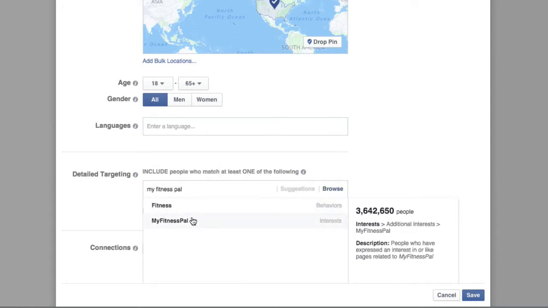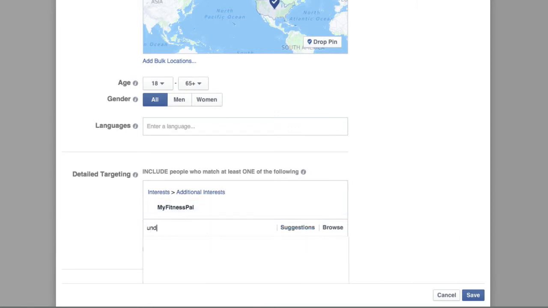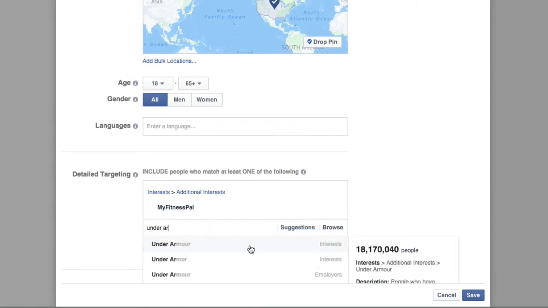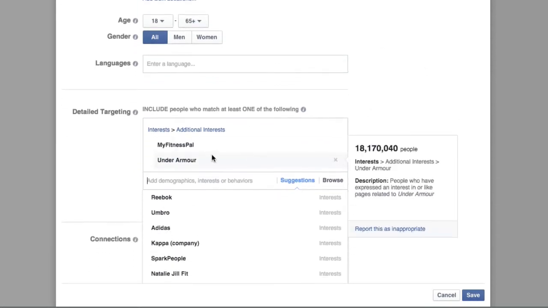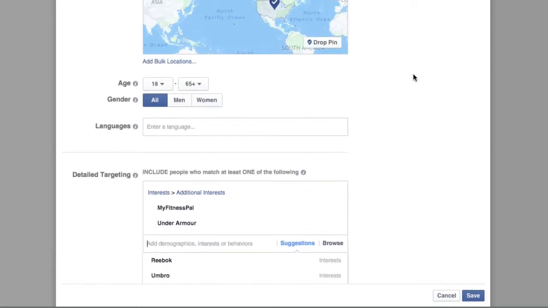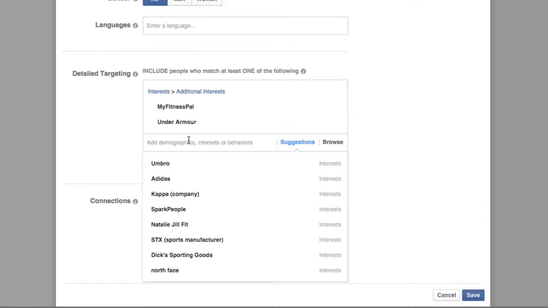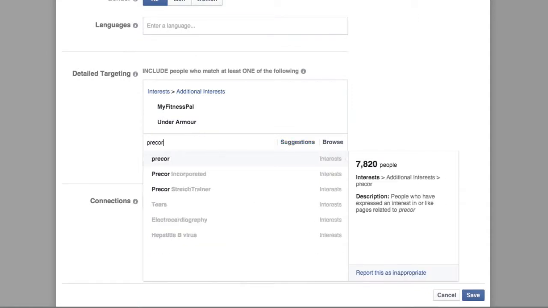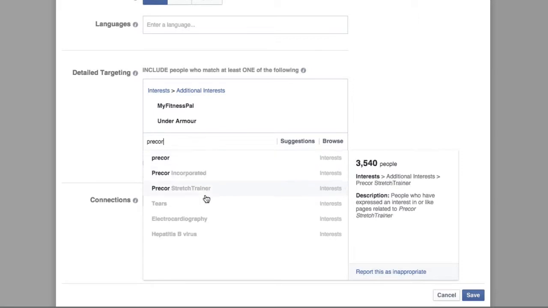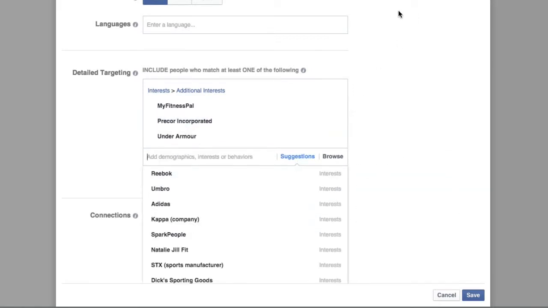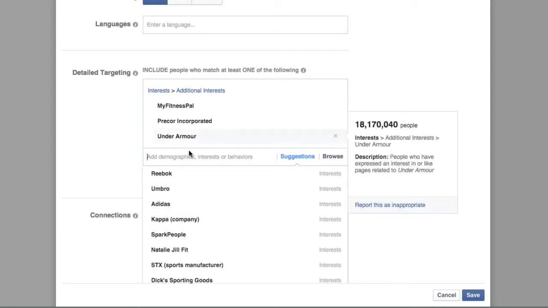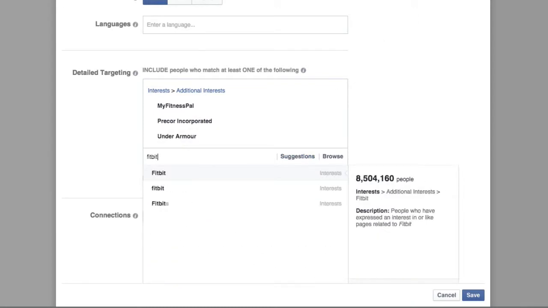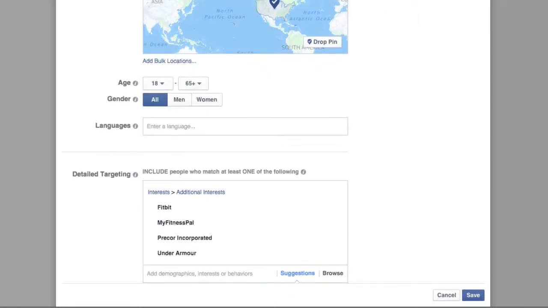MyFitnessPal. Yeah, I figured that would be a big one. Under Armour. Yep, there we go. So you can see we've already got a massive audience right there. We're at 9.4 million. And the other one was Precor. Okay, so Precor Incorporated. Not huge, but very, very specific. So that's not bad either. And Fitbit, that was the other one. Okay, yeah, wow, lots of them there. So we've got a very massive audience here. We've got 11 million people.